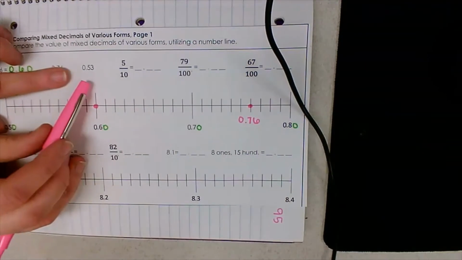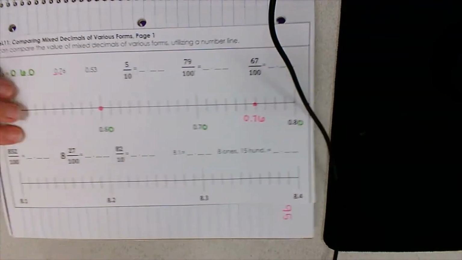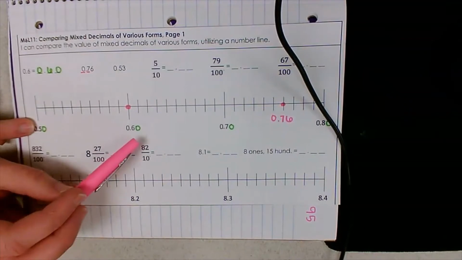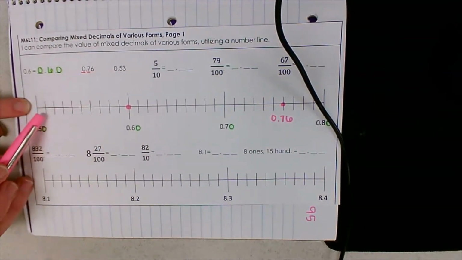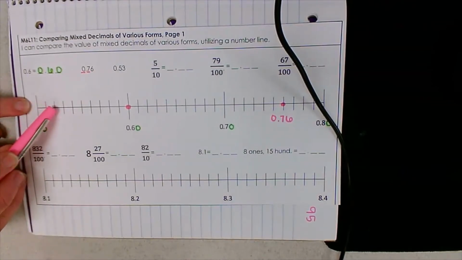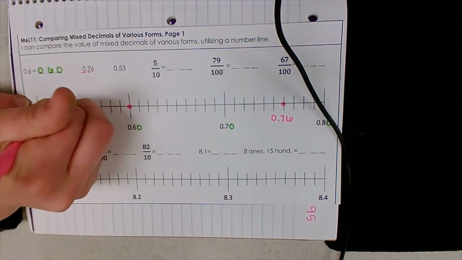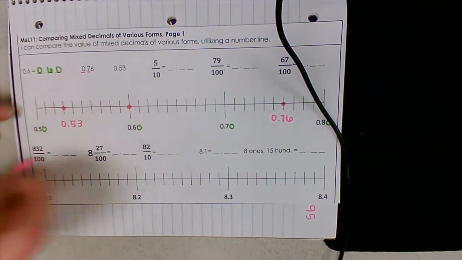Now I'm going to place 53 hundredths. I know 53 has to fall between 50 and 60, so I'm going to start at 50 and count up 3 more hundredths, which are these tick marks between. 51, 52, 53. And I'll label it 53 hundredths.